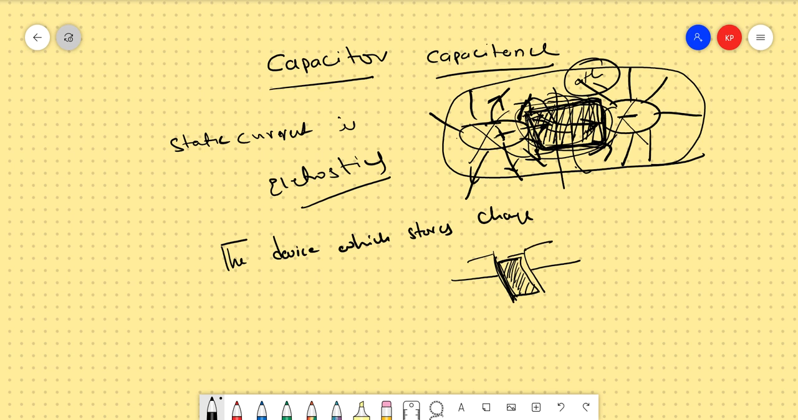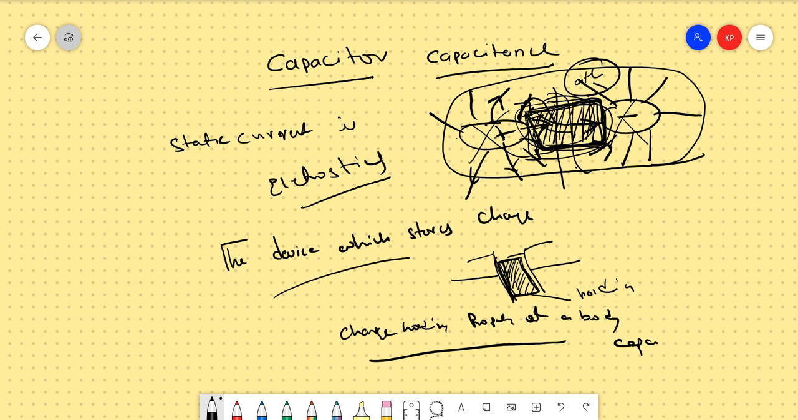Simply we can say a capacitor is a charge storing device, and capacitance means the property of this material for storing the charge or for holding the charge. Charge holding property is called capacitance. How much charge it will hold, that is the capacitance of this capacitor. So capacitance means the charge holding property of a body. So this is capacitance and this is capacitor.